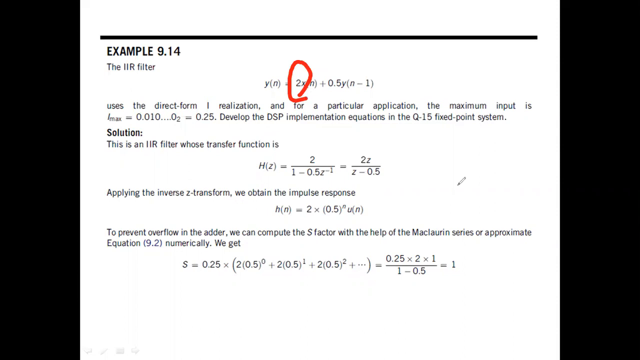So usually the maximum number that you can represent is 0.999 or something like that. Okay, 0.99 or something like that. That is why we'll go for a number which is bigger than 2. So we'll use for this particular thing a coefficient of 4.